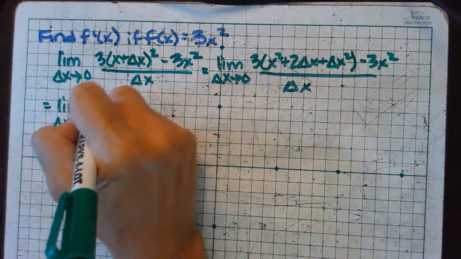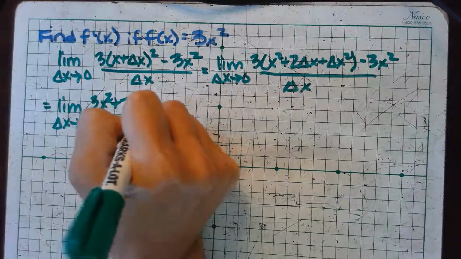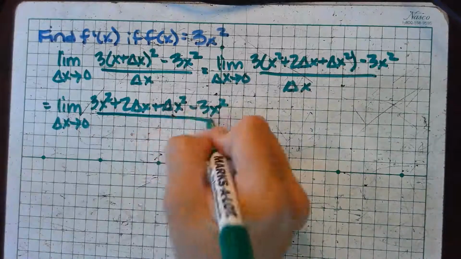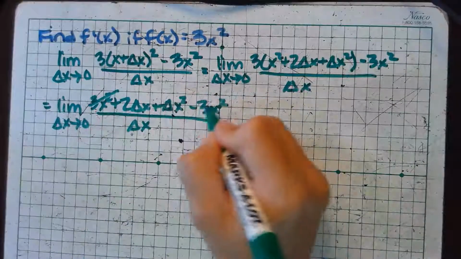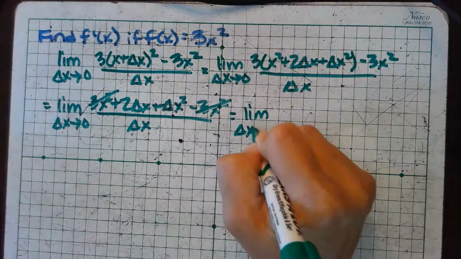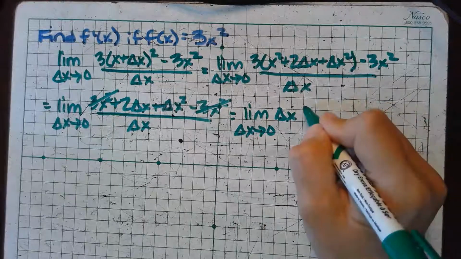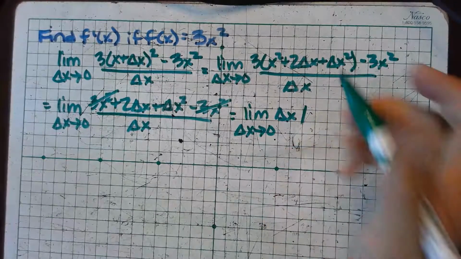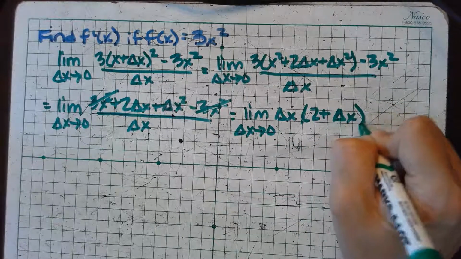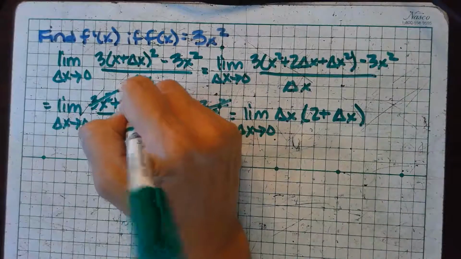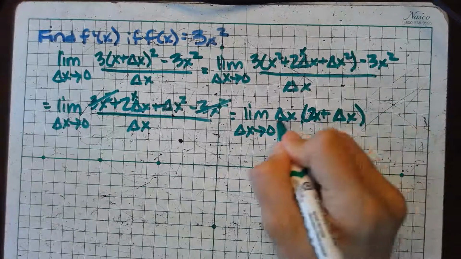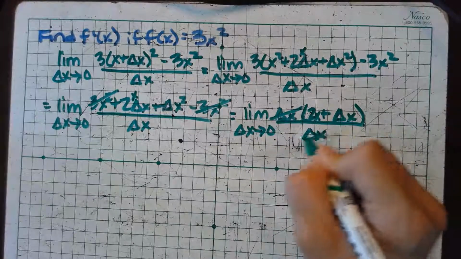Make sure everything's mathematically correct. You'll notice 3x squared and negative 3x squared goes away. But in everything, a delta x actually divides out. And I'm going to be left with, in the numerator, 2 plus delta x. And you know what? I left out an x right there and right there. So this is actually going to be a 2x all over this delta x. And the delta x divides out.